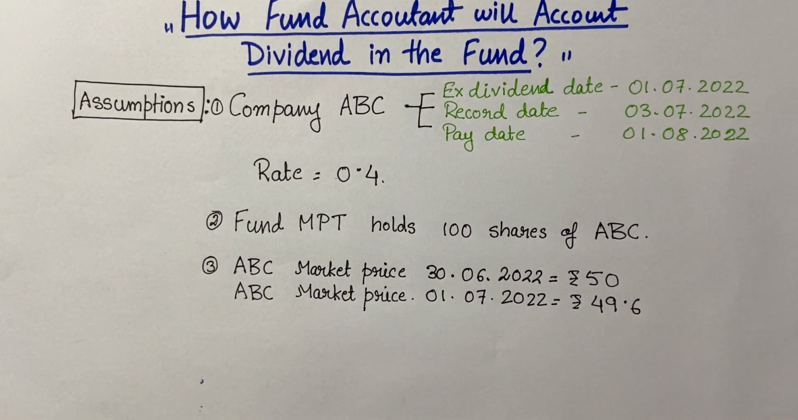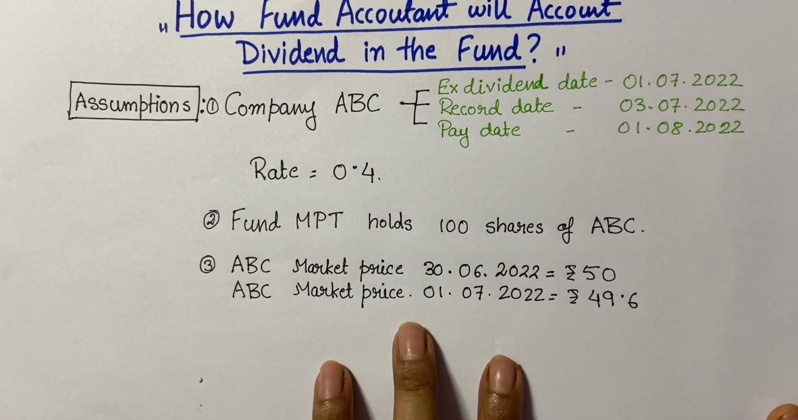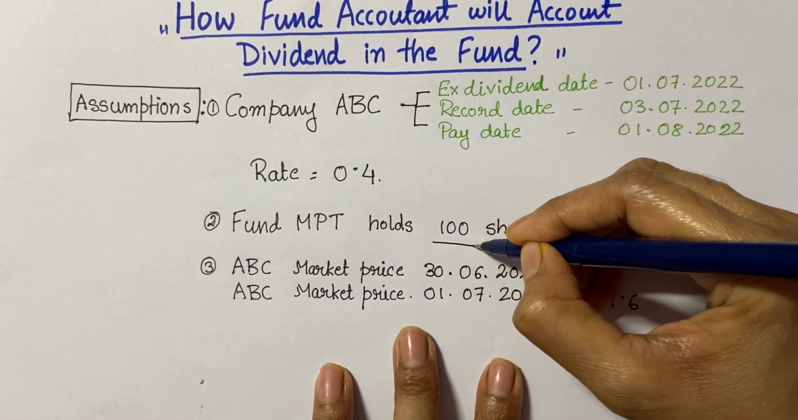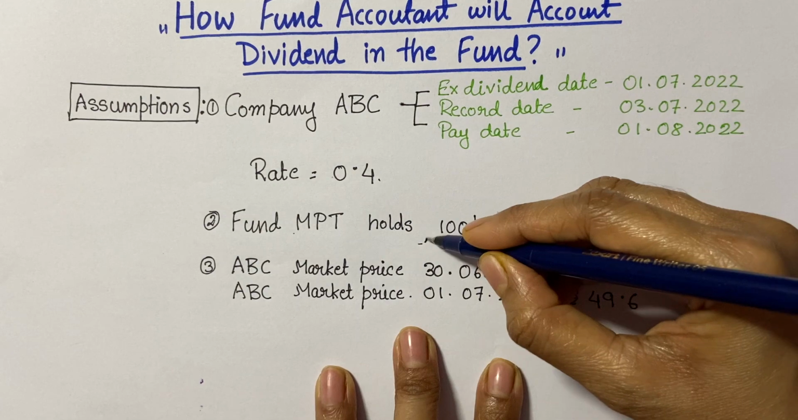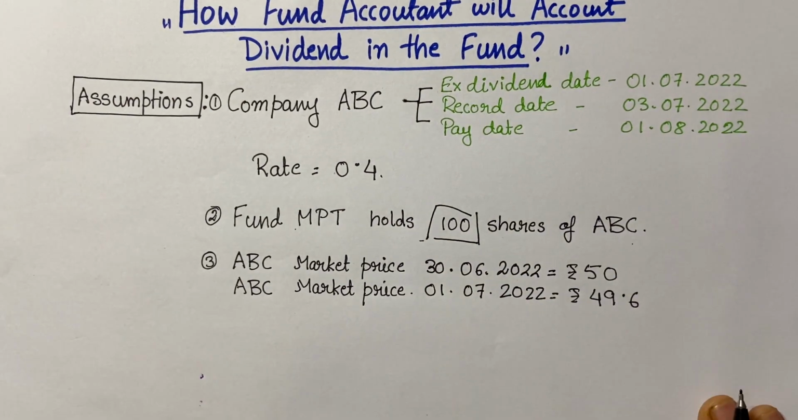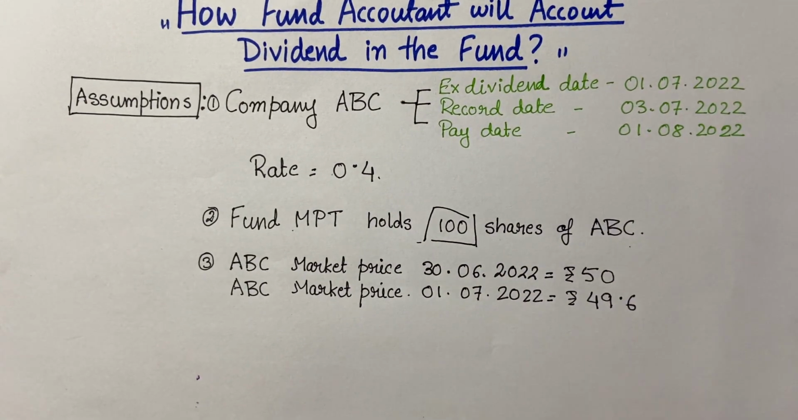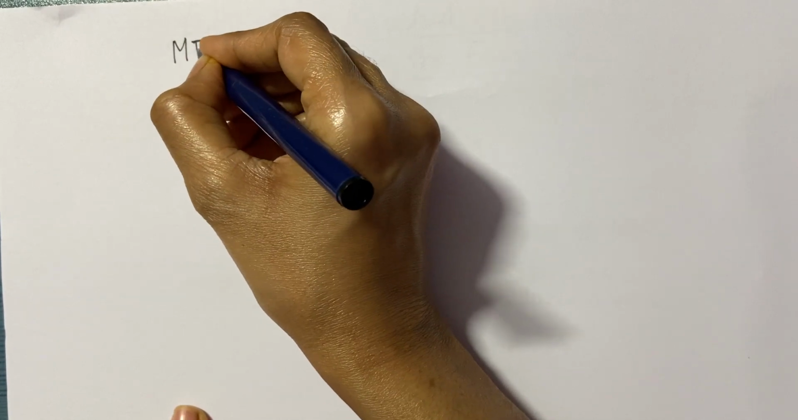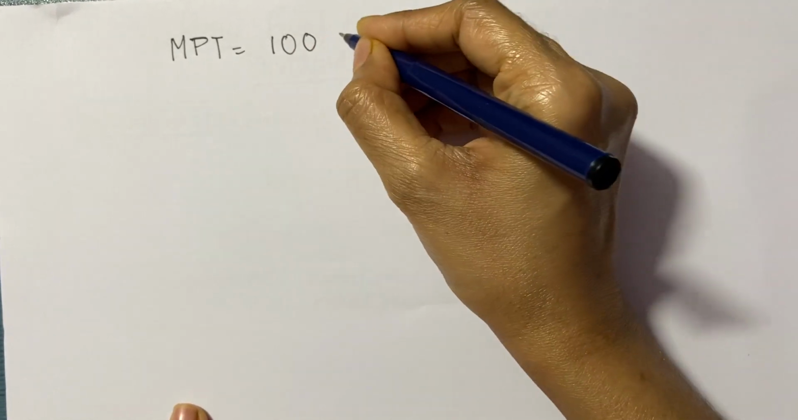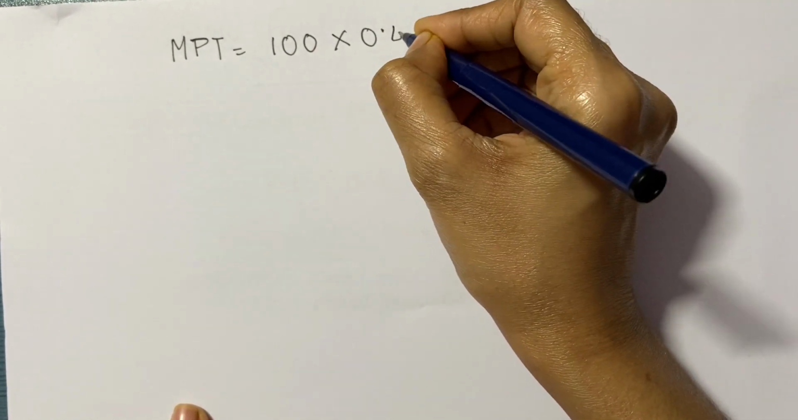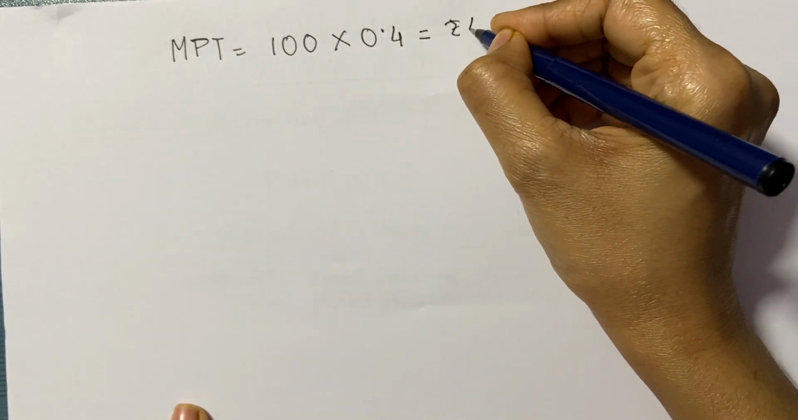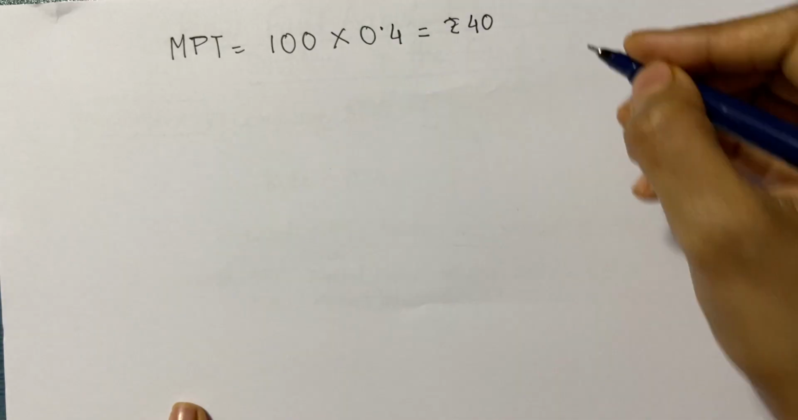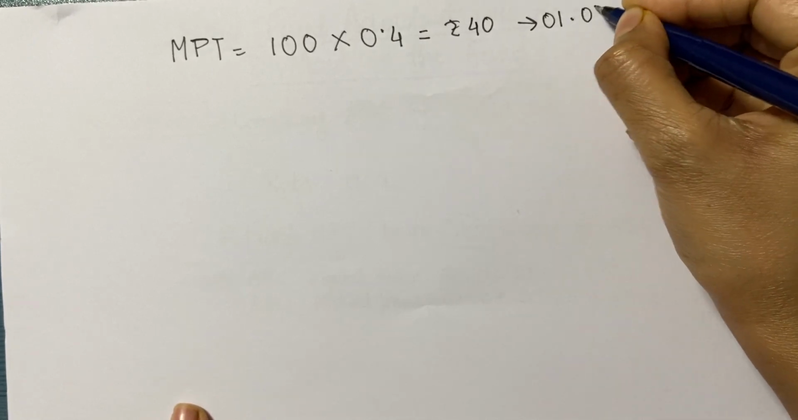So now, if we see this example, as I said, fund MPT holds 100 shares of company ABC. So let me explain it in detail. Fund MPT is having 100 shares. As I said, the rate is 0.4. So how much dividend am I going to get? On 1st July, I am going to get 40 rupees of dividend.